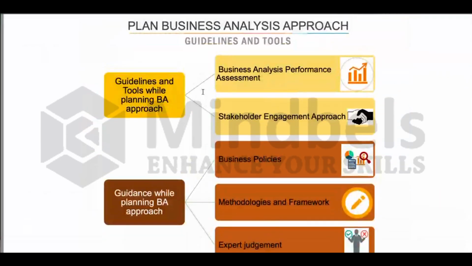Now, what are the guidelines and tools? Guidelines and tools is very important. It's more of assessing the performance and approach towards the stakeholder engagement. So, now what is this? It's more like policies and procedures of the BA performance, BA understanding the product. Okay. So BA performance management and performance assessment is also important.